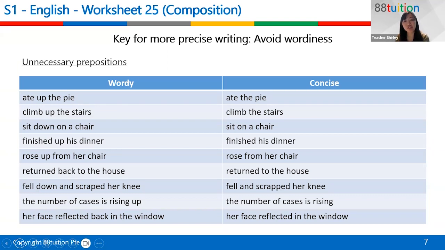Okay, now this page is showing you redundant prepositions. Sometimes there's no need to include a preposition. Ate the pie. We don't need to say ate up the pie. Okay. Climb the stairs, not climb up the stairs. Sit on a chair, not sit down on a chair. Okay. Finished his dinner instead of finished up his dinner. Rose from her chair instead of rose up from her chair. Returned to the house, not returned back to the house.